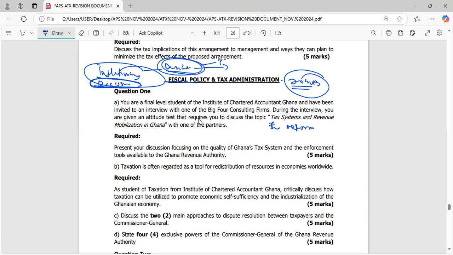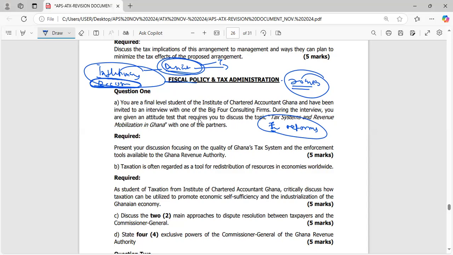Now, when the government wants to make tax reforms, it's like making amendments to the tax rules, to the tax principles. That's what we call tax reform. They want to change the provisions in the tax law. Okay, this section of the Income Tax Act, let's change it. This section of the Revenue Administration Act, let's change it. That's what we call tax reforms. So they can ask you about tax administration reforms in Ghana.